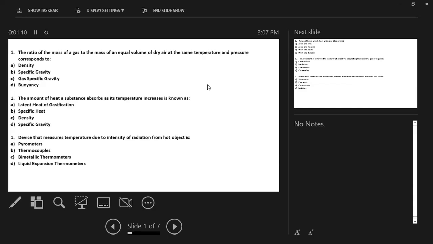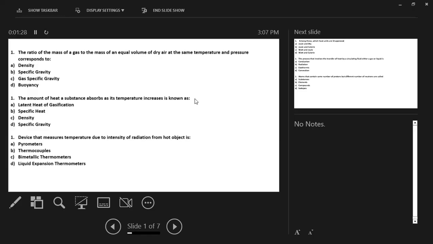It is latent heat, of course, of gasification, but the definition is not for the latent heat of gasification, because whenever heat is absorbed, yes, specific heat. Why? Because whenever a material absorbs heat, its temperature increases.